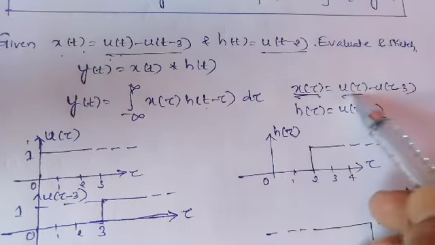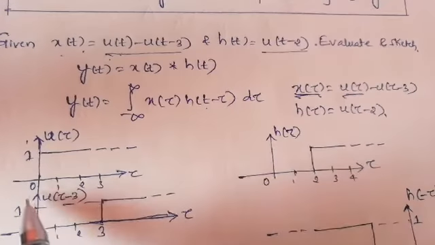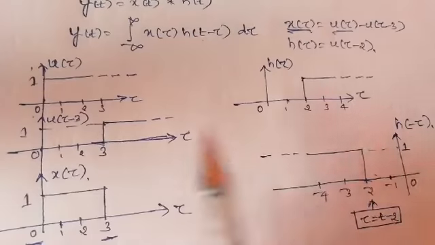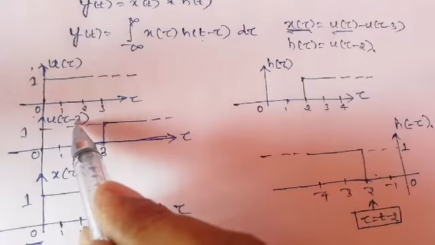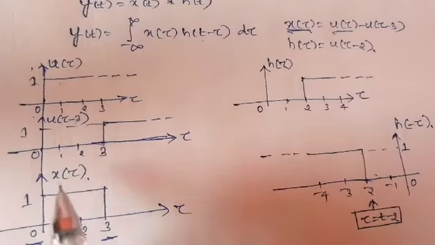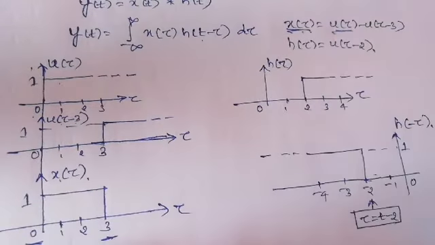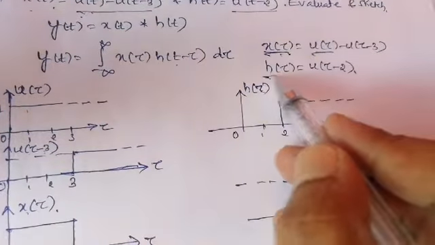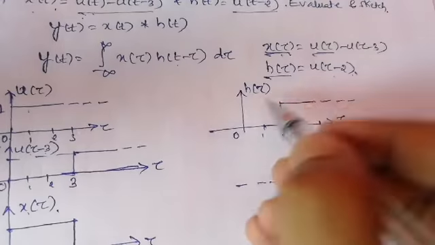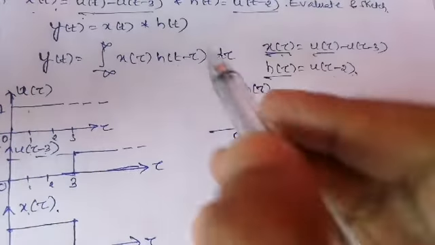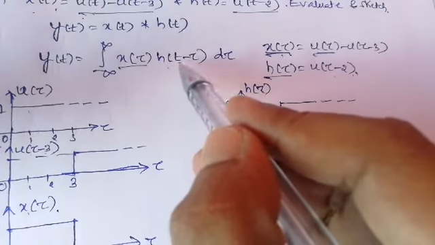Now I am going to sketch one by one. u(tau) has amplitude 1 from tau equal to 0 onwards. Next, u(tau-3) will start from 3. Now subtract u(tau-3) from u(tau), then we are getting x(tau). It has amplitude 1 from 0 to 3. Similarly, I am going to sketch h(tau) = u(tau-2). So it will start from tau equal to 2 onwards, amplitude is 1.